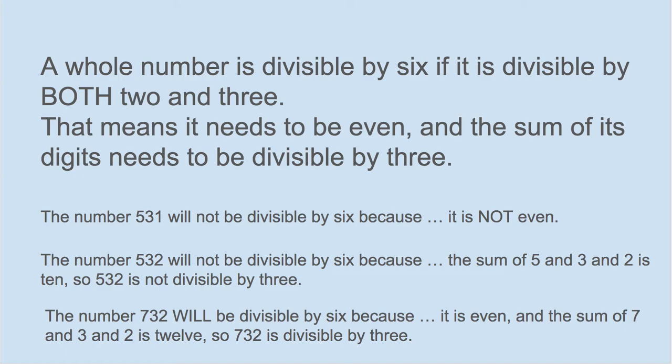The number 732 will be divisible by 6 because it is even, and the sum of 7 and 3 and 2, that's 12. So 732 is divisible by 3.